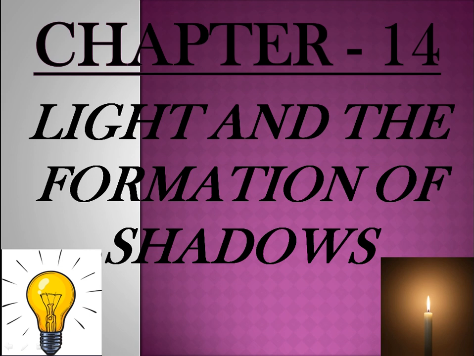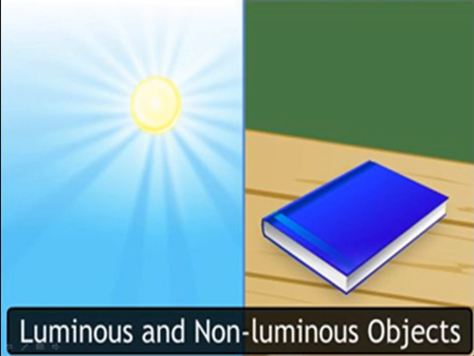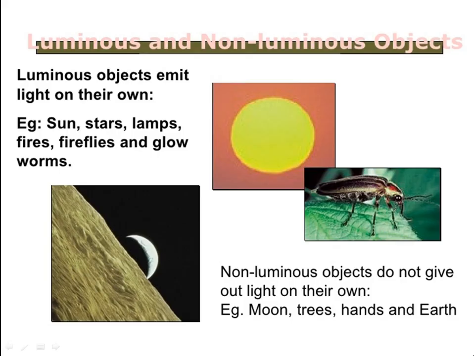Now we will see the different types of sources of light and how shadows are formed. First we will talk about luminous and non-luminous objects. First we will see what luminous objects are. You can see the example here. By seeing the example, you can also understand some points about that. We will see the definition here.